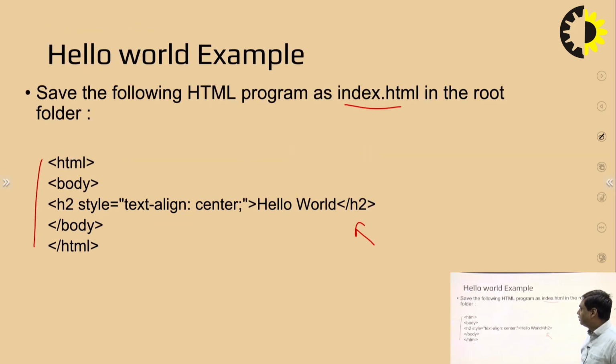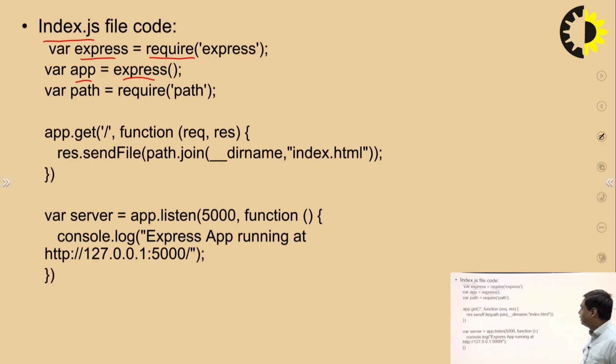Now this file is already stored somewhere in your system. So we are using this require path. Path is one of the options available. It will create a variable for the path, so it will access your path for a particular file. So these are the simple lines to import the Express framework, create the object, and set the path.